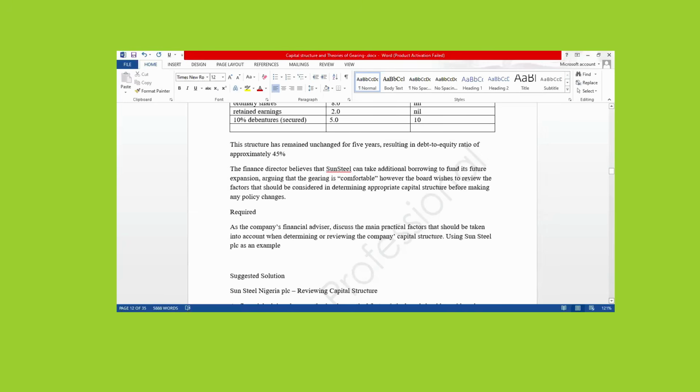The question is very direct. What are the factors that determine a company's capital structure? You are not going to discuss it generally. You are going to look at Sunsteel's peculiarity. You are going to look at the company's circumstances now.